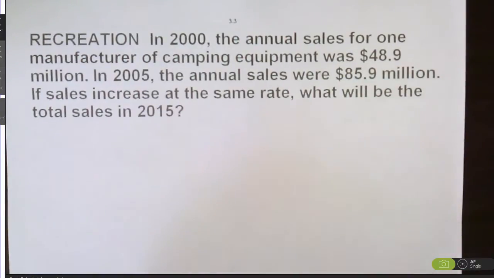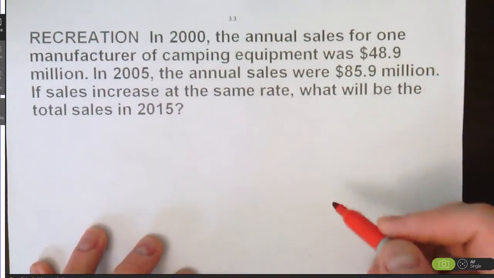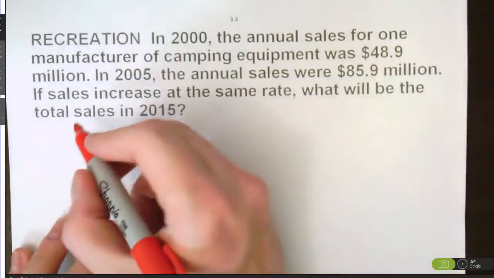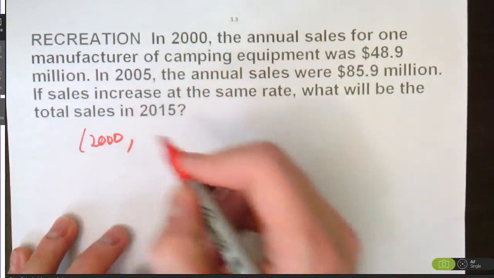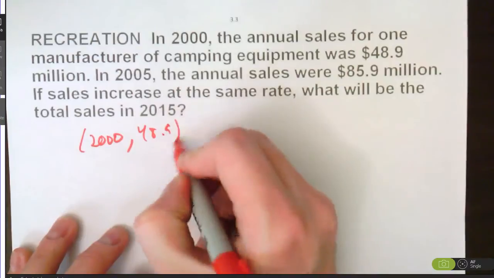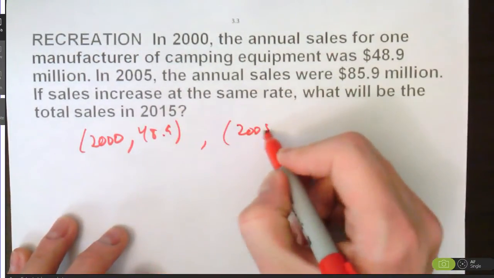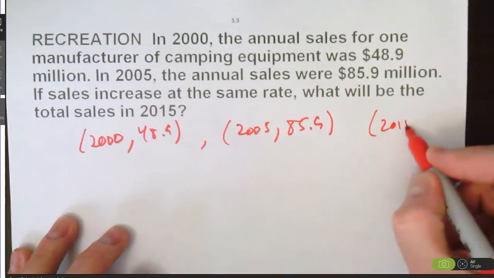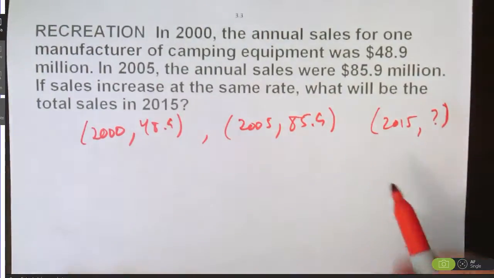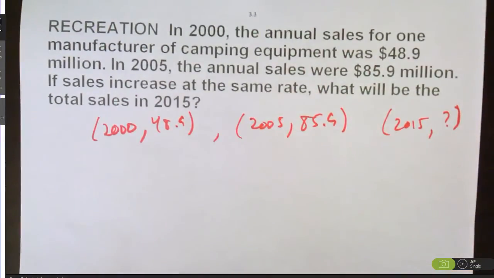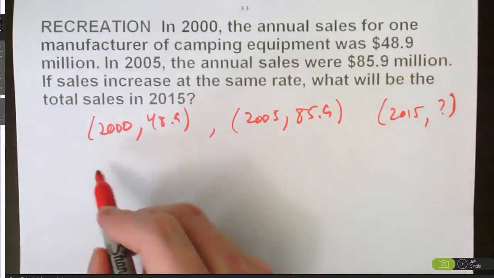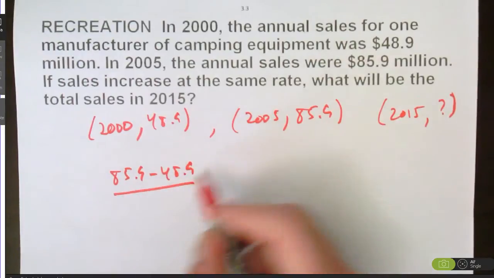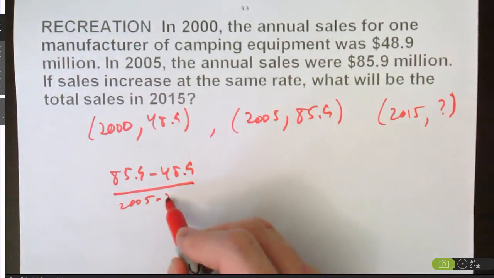Well, in order to figure that out, we have to figure out what's going on with our sales. So we have to figure out what the rate of sales is. Well, if we think of this as an ordered pair, in the year 2000, we got 48.9 million. In the year 2005, we had 85.9 million. The question is, what is 2015 going to be? Well, what would be nice to know is, how much is this growing every year? So we can do that by finding slope. So y minus y, 85.9 minus 48.9 over 2005 minus 2000.